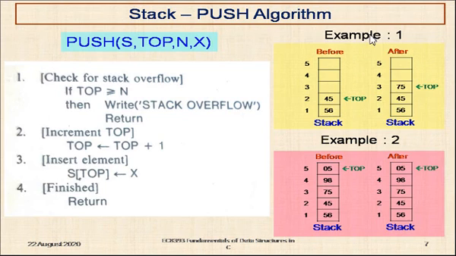So take the first example here. The locations are from 1 to 5, whether it is 0 to 4 or 1 to 5. The size of the stack is assumed to be 5 in this example, either 0 to 4 or 1 to 5. I have taken 1 to 5.